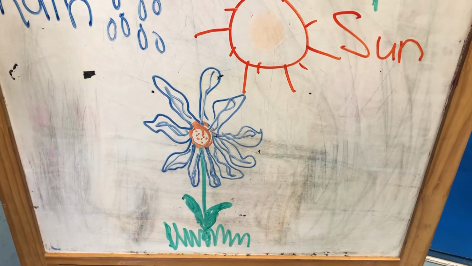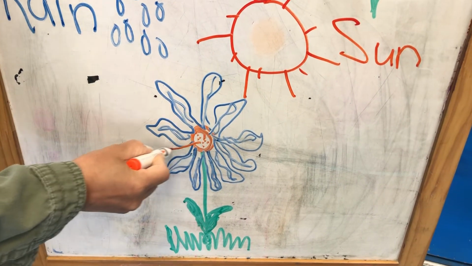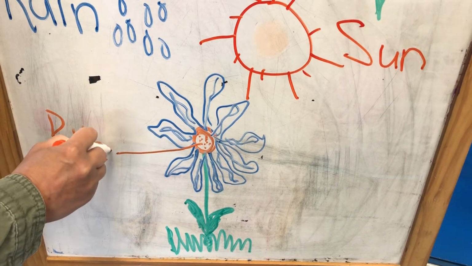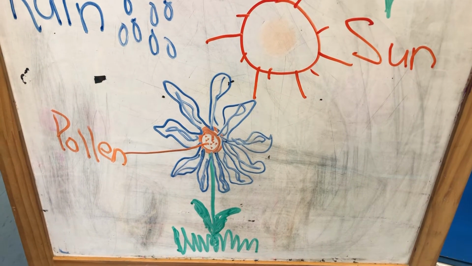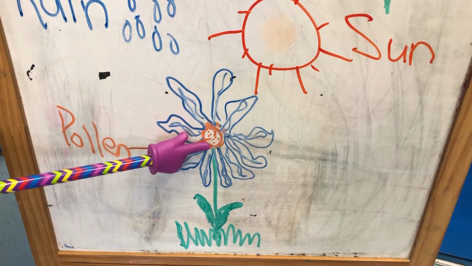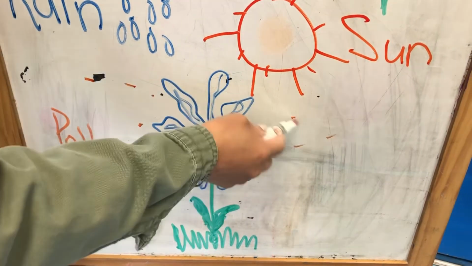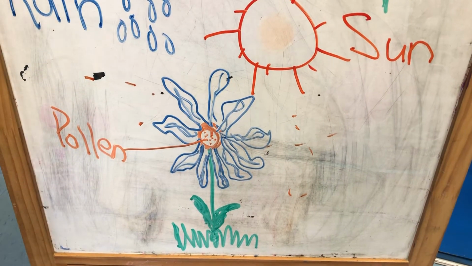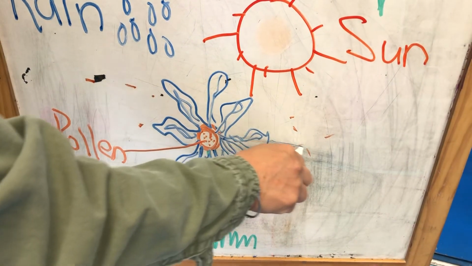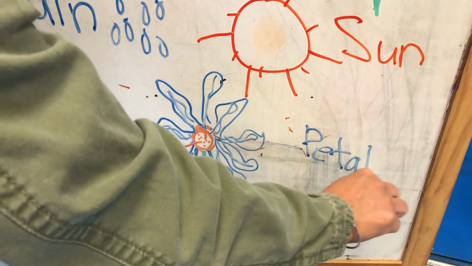So let's talk about this. The part right here in the middle is where the pollen is. And pollen is what makes people sneeze. So if you have allergies and your nose starts to tickle and it's spring, it's from the pollen that's flying all around everywhere because of the wind. And what is wind? Air that's moving. And the different pretty colors on the outside of the flowers are the petals.